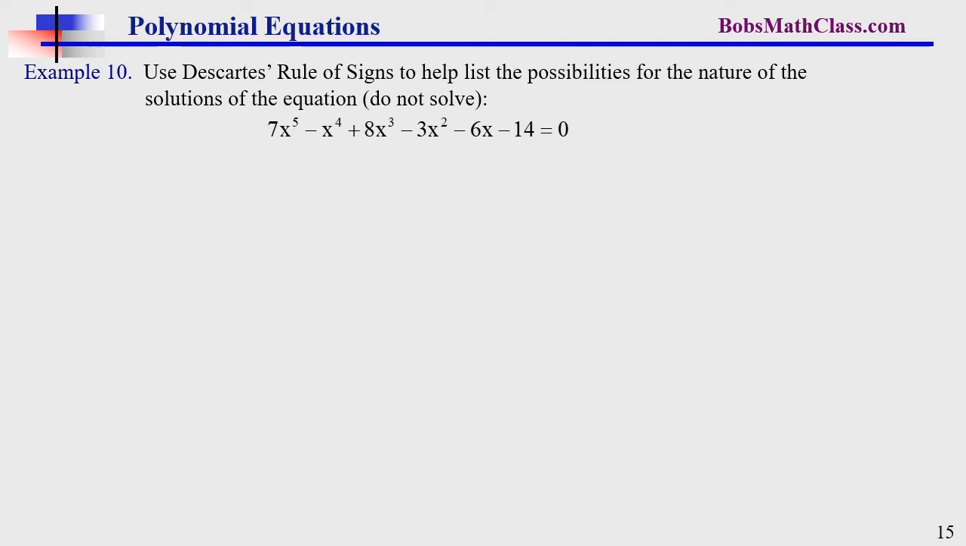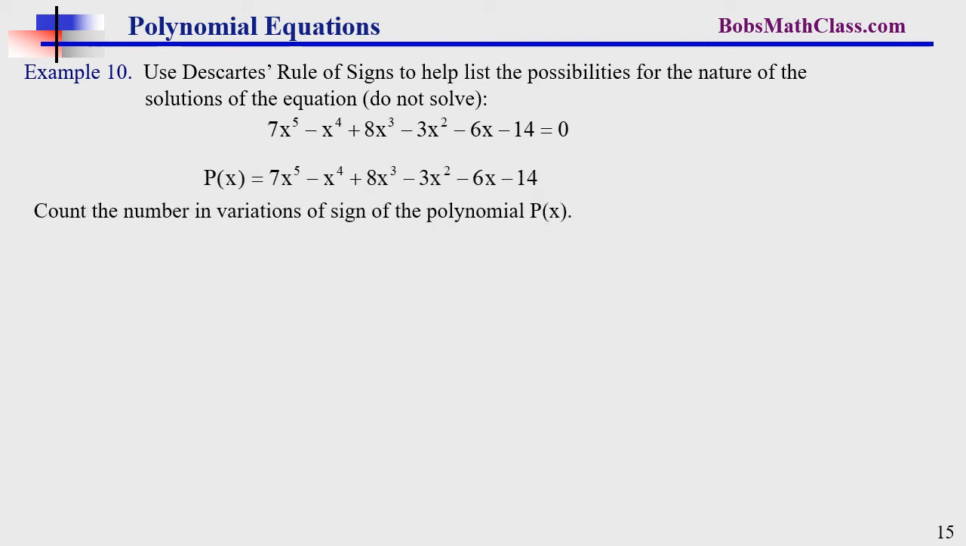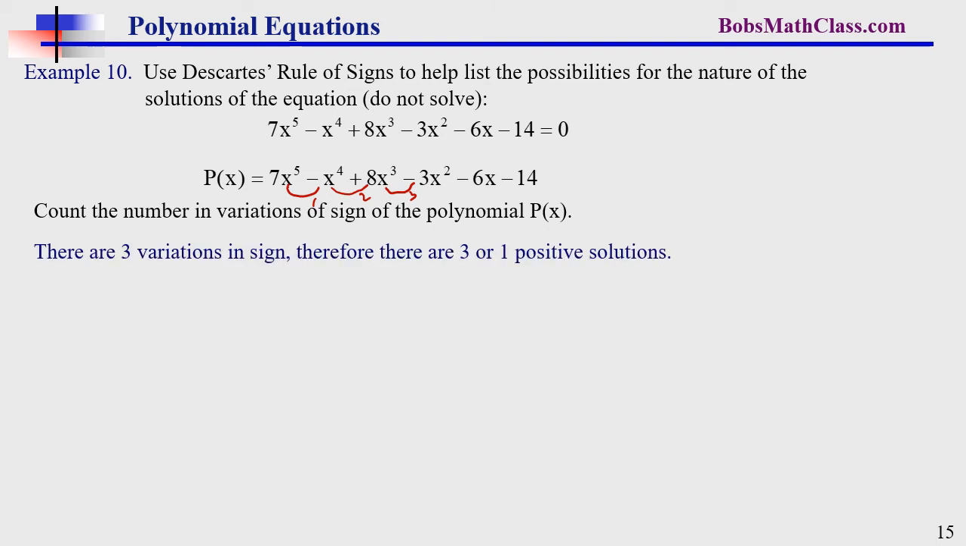Okay, here's one more. And then we'll get back to solving some equations. Again, we don't want to solve it. We just want to talk about what are the possibilities for the solutions. So let's count the sign changes. How many sign changes are there? Let's see, here's 1. That's 1 right there. Positive to negative. Next one is negative to positive. That's 2. Third one is positive to negative. That's 3. And then the next one's negative, so that's not a change. And the next one's negative, that's not a change. So that gives us 3. So that means 3 or 1. There are 3 variations in sign, therefore there are 3 or 1 positive solutions.